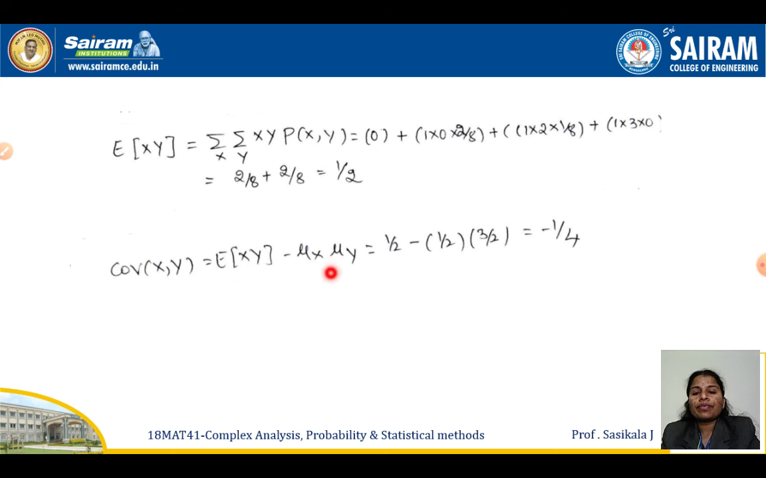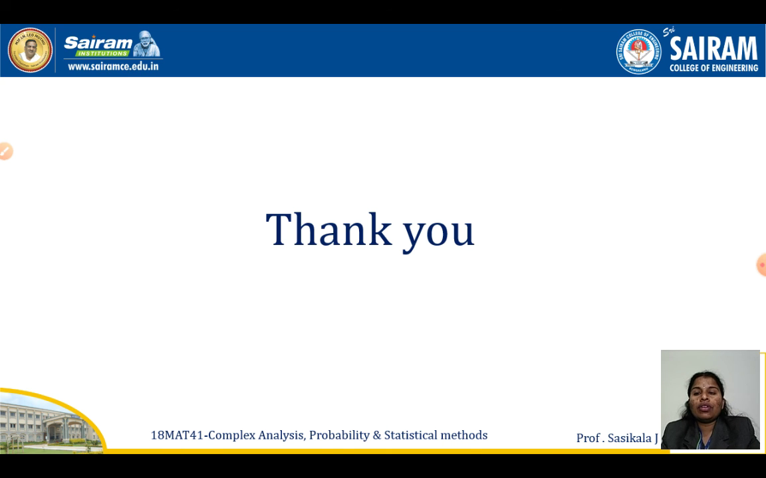1 by 2. So substitute into the covariance formula: expectation of xy minus expectation of x into expectation of y. It is nothing but mu x, mu y, right? Mu x, mu y, so it is 1 by 2 minus 1 by 2 into 3 by 2, which is equal to minus 1 by 4. Okay, so that's all. Almost all types of joint probability table problems have been discussed.